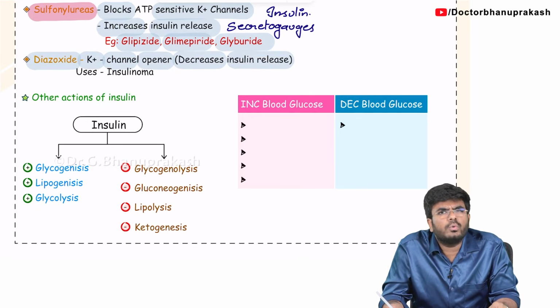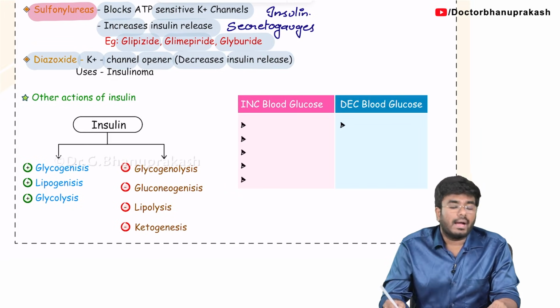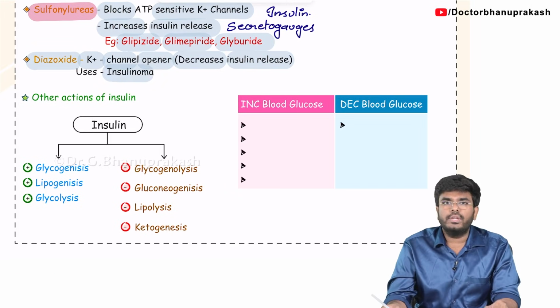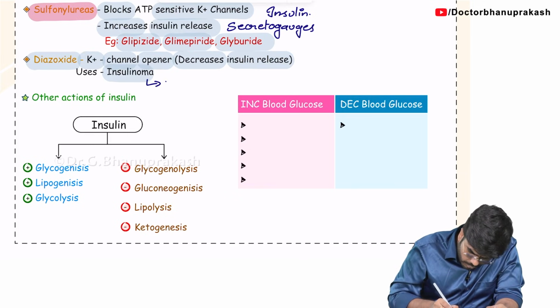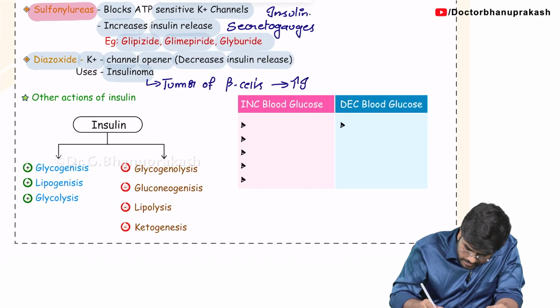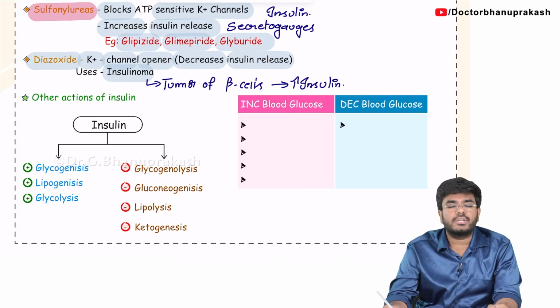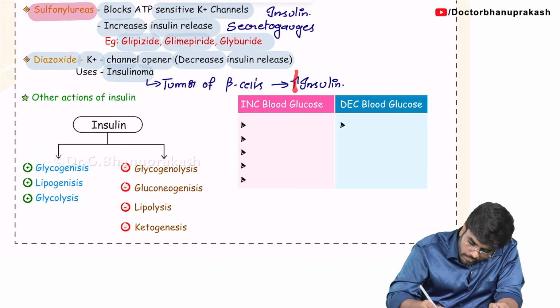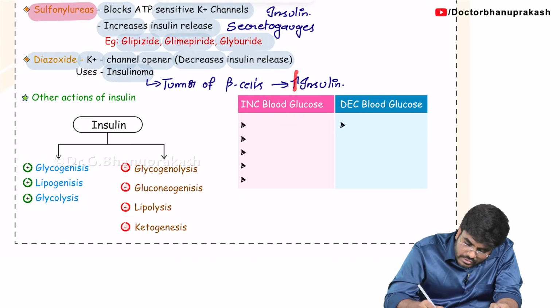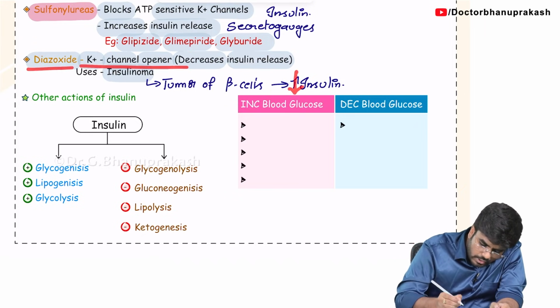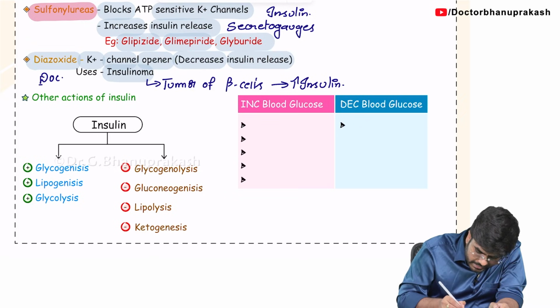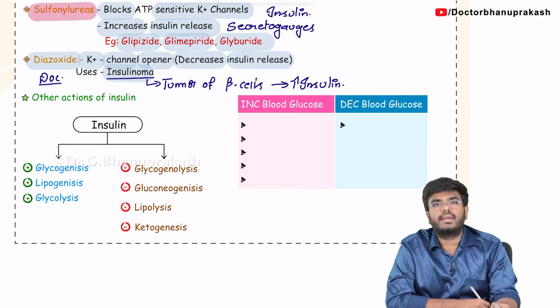In which condition do you want to decrease the insulin levels? A condition called insulinoma. Insulinoma is a tumor of beta cells. There is more insulin in this condition. So as a doctor, what do you have to do? You have to decrease the insulin. How can you decrease the insulin, guys? By diazoxide. So always remember, diazoxide is the drug of choice in the treatment of insulinoma.